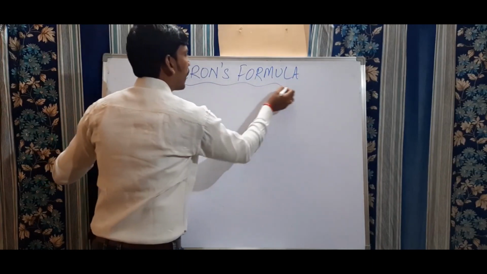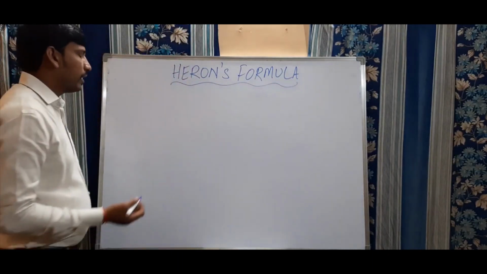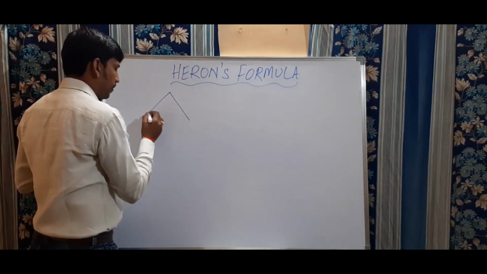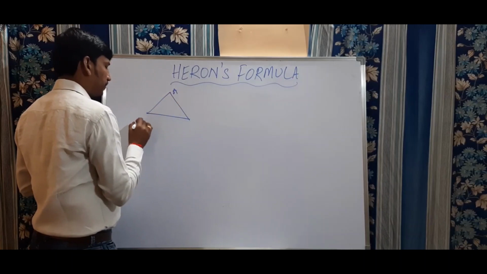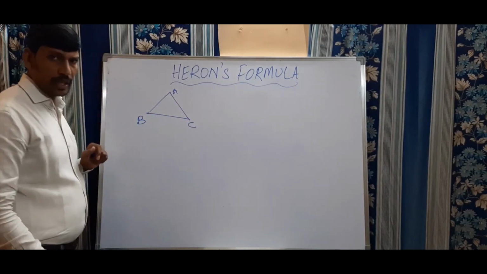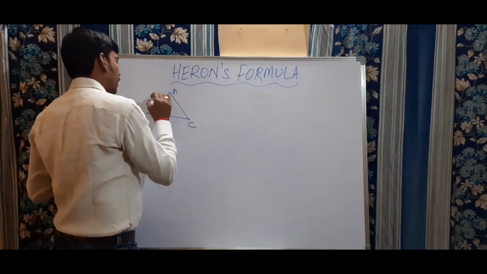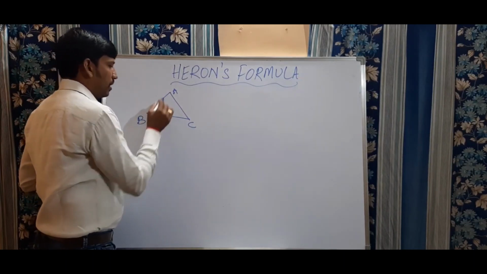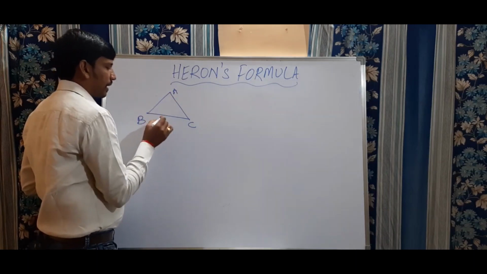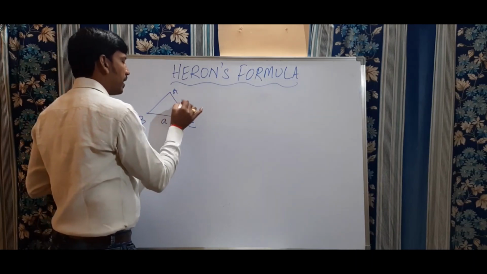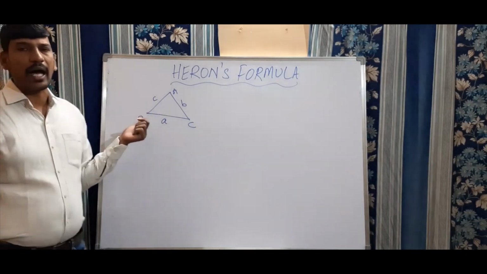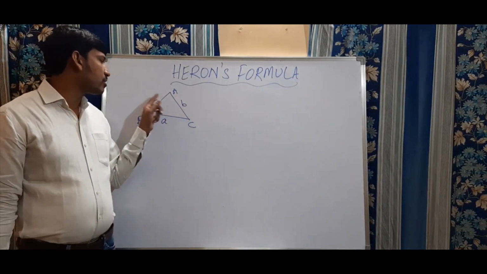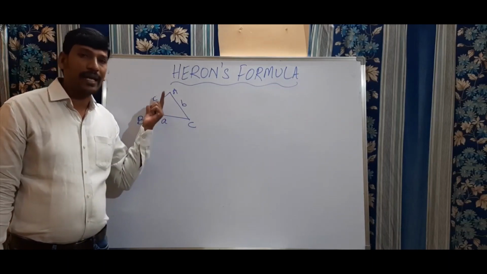What is Heron's formula? When sides are given in a triangle ABC, let us take the side opposite to vertex A as small a, this is b, this is c. Small a, small b, small c are the sides of the triangle ABC.